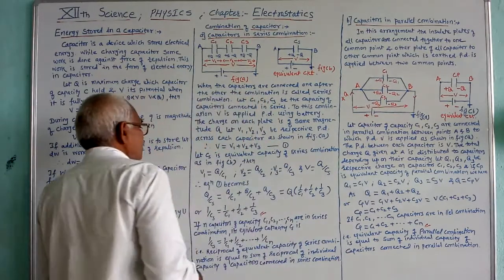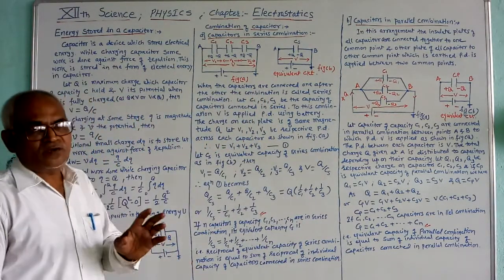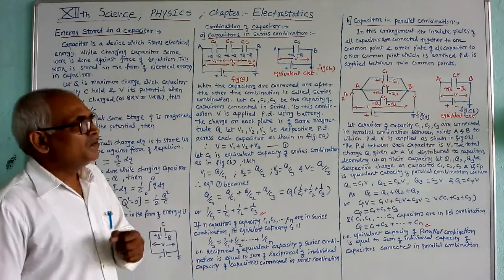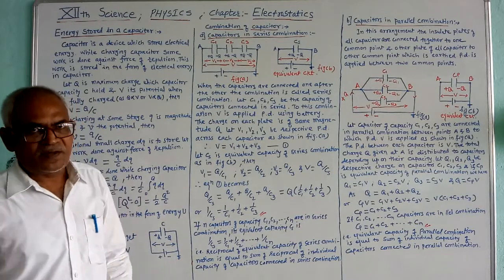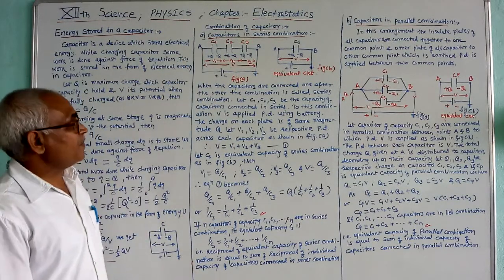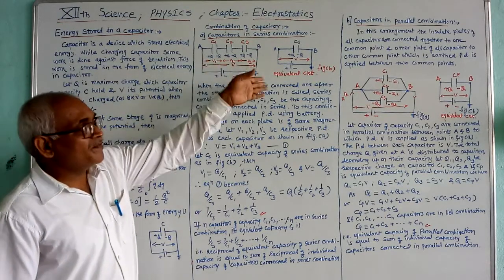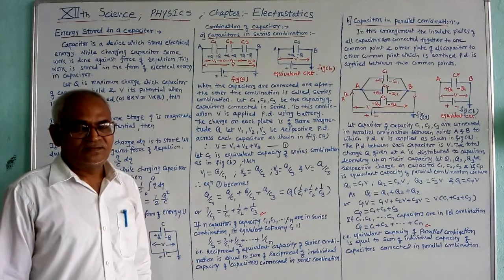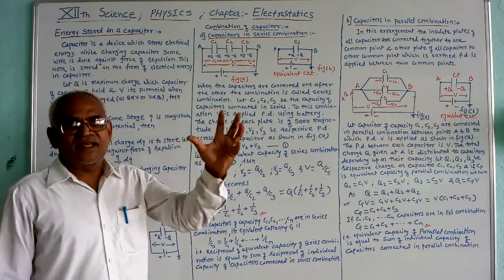After seeing this, we have to see the different combinations of capacitors. Mainly we have to see two combinations of capacitors. One is the series combination of capacitors and another is the parallel combination of capacitors. First of all, we have to see the series combination. Now when the capacitors are connected one after another, such a type of combination is known as a series combination.